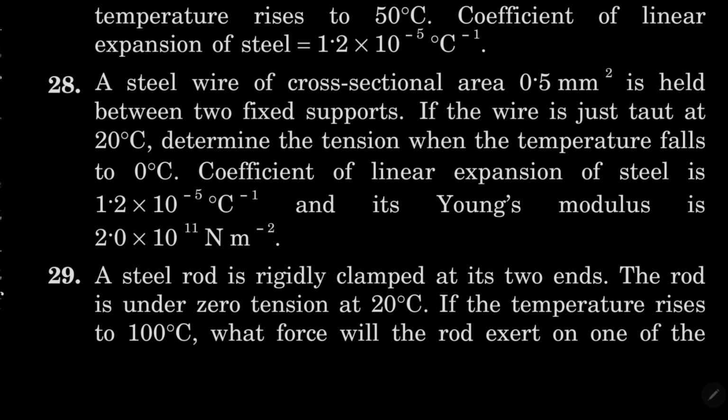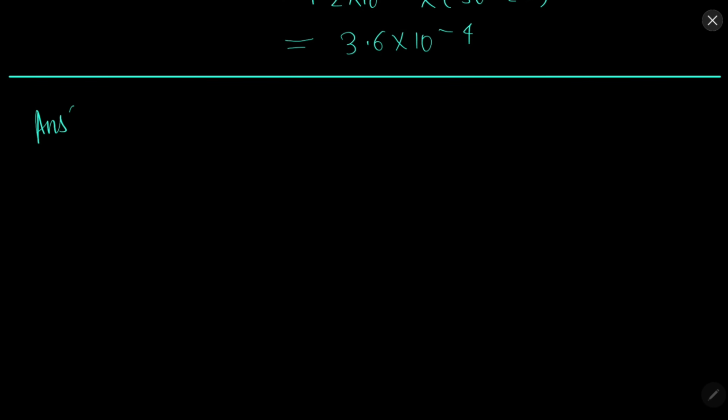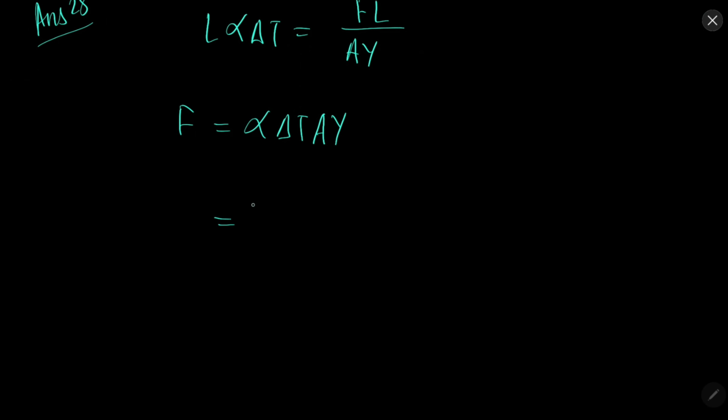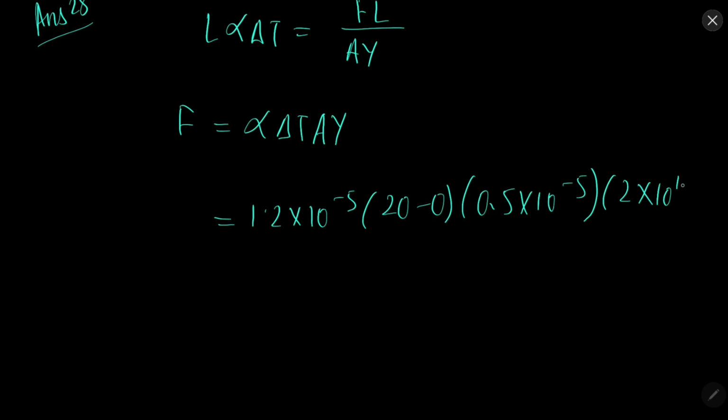In question 28, determine the tension when the temperature falls to 0 degree. Solution 28. So L alpha del T will be FL over AY. F will be alpha del T AY: 1.2 into 10 to the power minus 5, 20 minus 0, 0.5 into 10 to the power minus 5, 2 into 10 to the power 11. That gives 24 Newton.